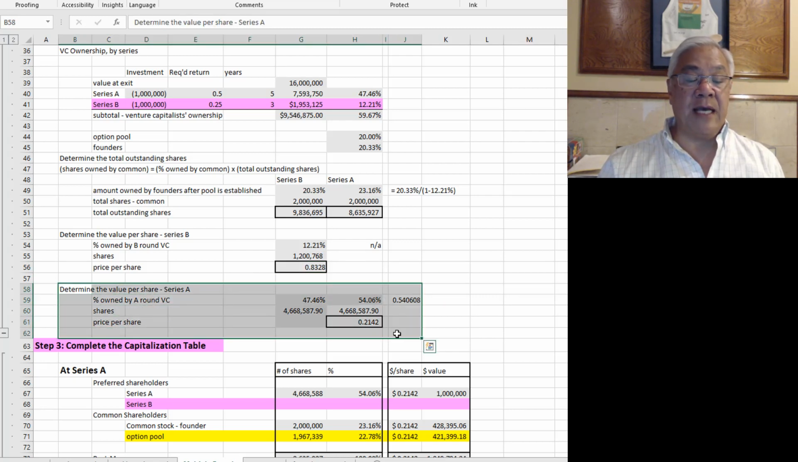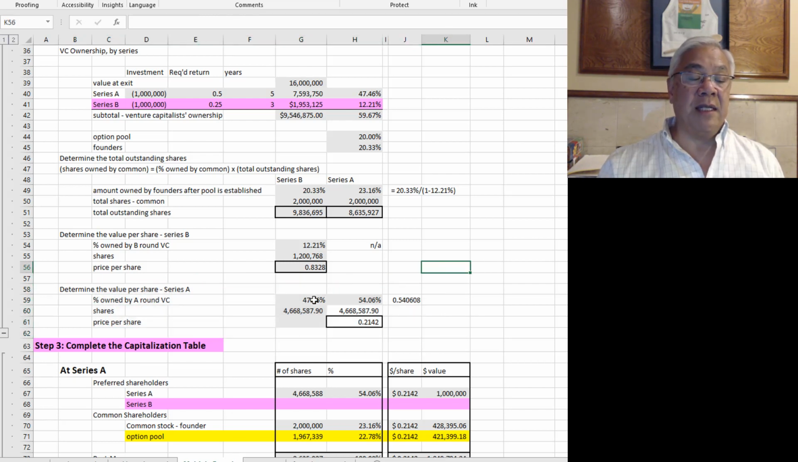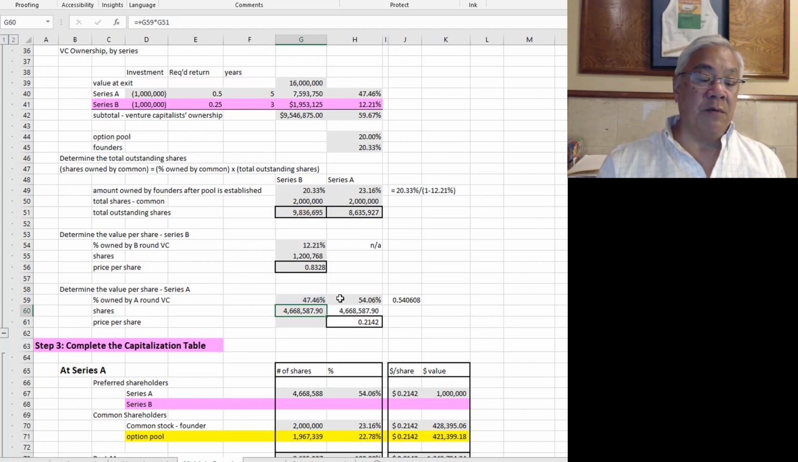These are the original venture capitalists, and they are around for both Series A and B. So at the end of the period, they want to own 47% of 16 million. If they own 47% of the shares, and the shares are 9.8 million, their number of shares is 9.8 million times the 47% that they own, which is 4,668,000.